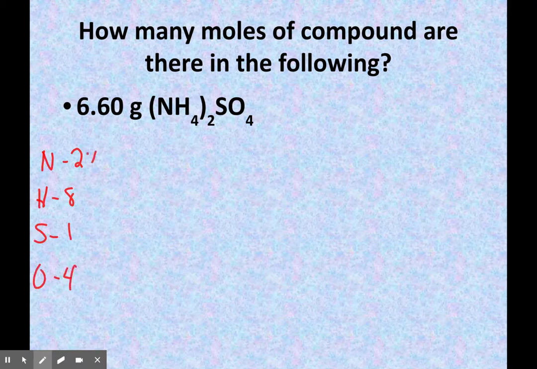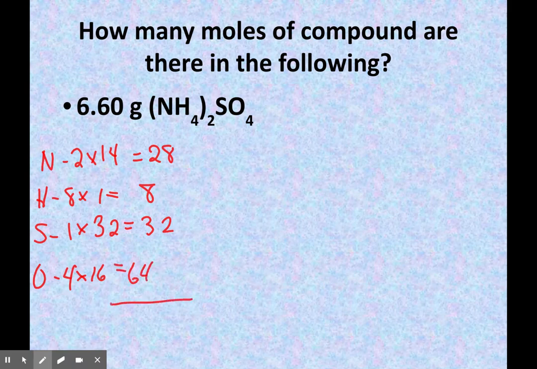If I look up nitrogen on the chart, the mass is 14, so that gives me 28. Hydrogen's mass is 1, so that gives me 8. Sulfur's mass is 32. And oxygen has a mass of 16, so that gives me 64. And I'm going to add these all together. So 64 plus 32 plus 8 plus 28 gives me 132 grams. So I'm going to jot that up here. And that's the mass of (NH4)2SO4.